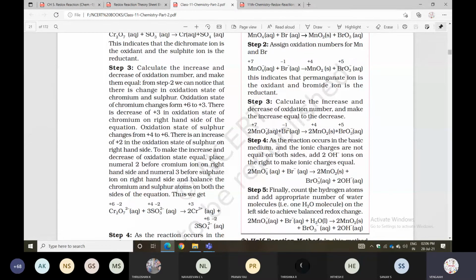Calculate the increases and decreases of oxidation number and make the increases equal to the decreases. So calculate the oxidation number of each element. Mn is plus 7 on the reactant side, and on the product side it will be plus 4. Bromide ion, Br minus, is minus 1 on the product side, and on the reactant side they have given plus 5. Calculate the increases and decreases of the oxidation number and make the increases equal to the decreases.